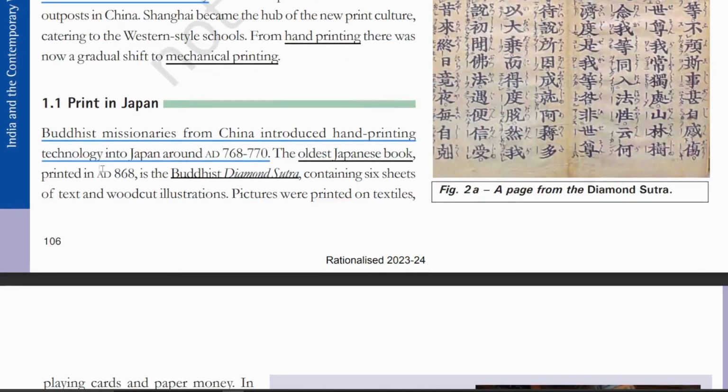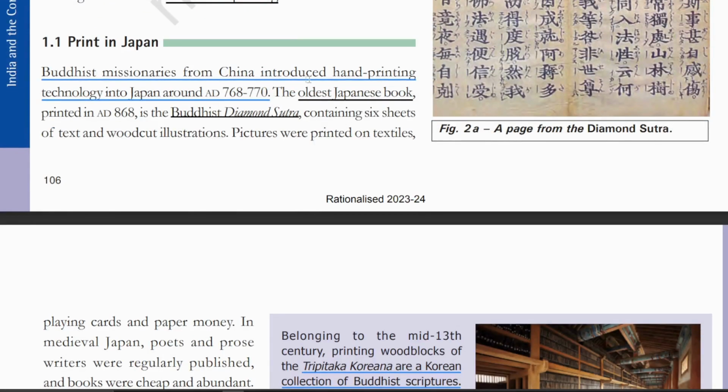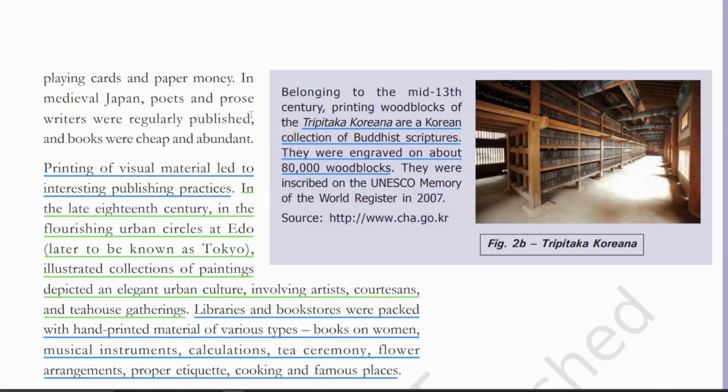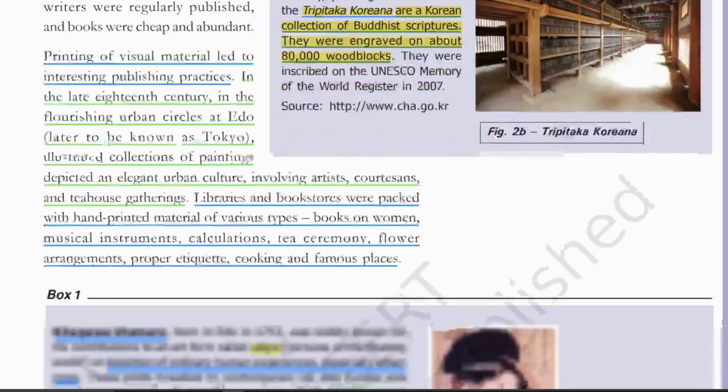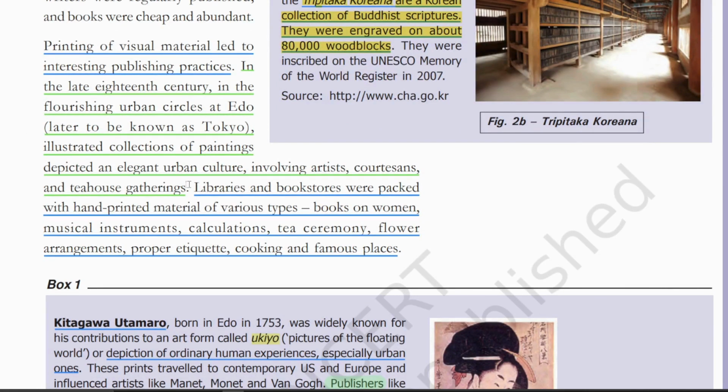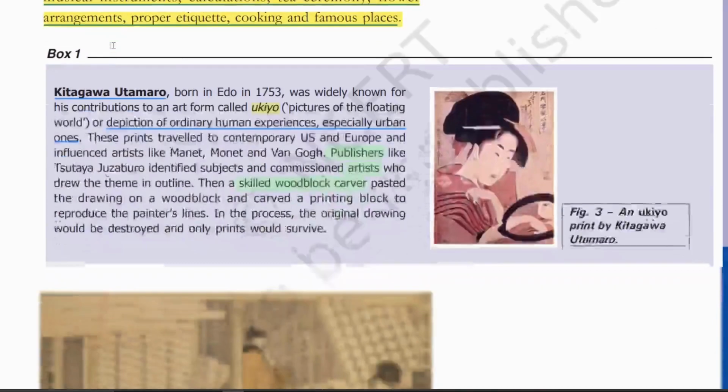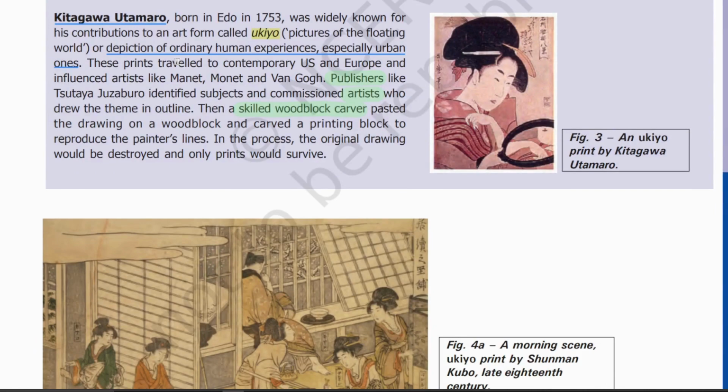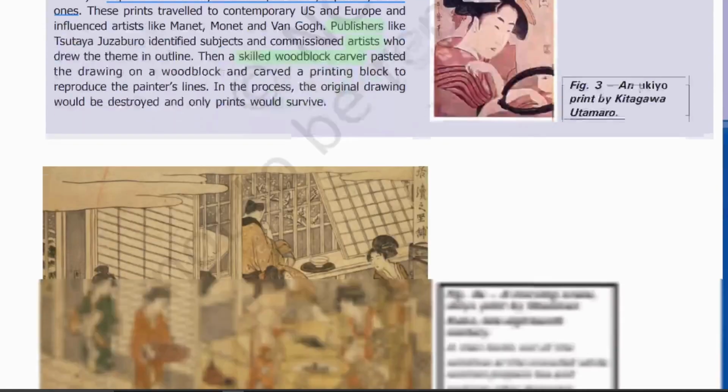Okay. Now it's about print in Japan. Now it's telling about how print got to different parts of the world with this Diamond Sutra. I'm 100% sure this question will come in your board exam. I have a feeling. This is also very important. So this is also telling about how print is correlated to the culture of the places that people used to be in. This is also important.